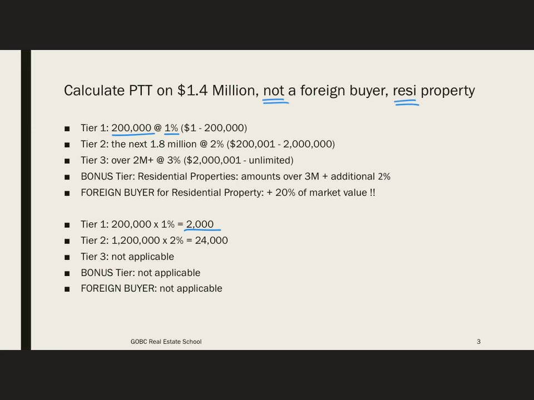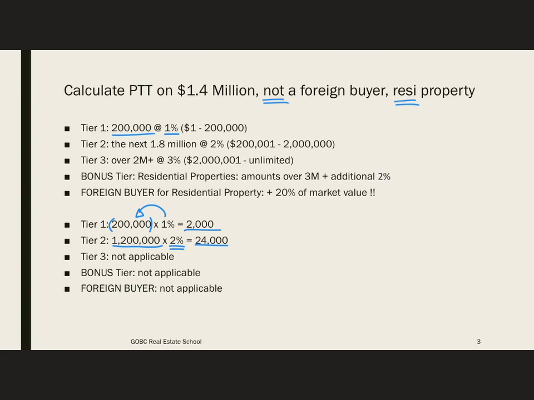Because we're above $200,000 for property value, we need to go into the next tier. So we would charge on the $1.2 million remaining. Again, we don't charge the 2% in tier 2 on the 200,000 here in tier 1, because we already charged the 1% on it. So we just do the remainder. 1.4 million minus 200,000 is 1.2 million. So we charge a 2% tax rate on the 1.2 million, which gives us $24,000.